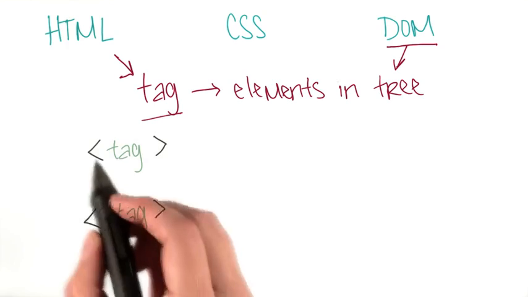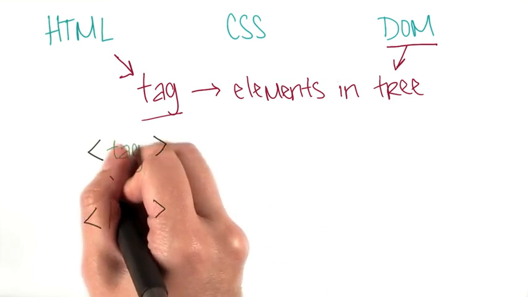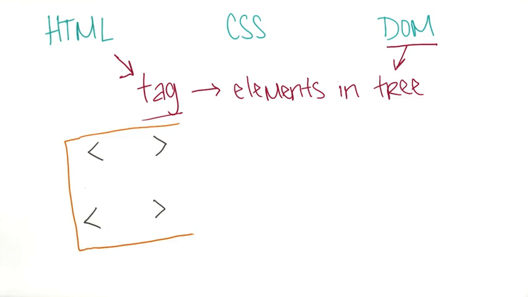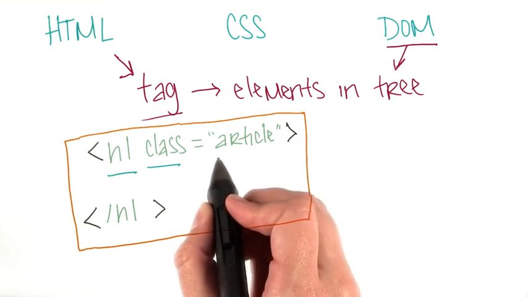An element is created from the starting tag to the ending tag, and everything in between is content. The content can be empty, it can be text, or it can be another element. Each tag has a name, or type, that defines what kind of element will be created. Will it be a paragraph, an image, or just a document division, block? Each tag can also have attributes with values. For example, here we have an h1 tag with a class attribute and a value of that attribute of article.